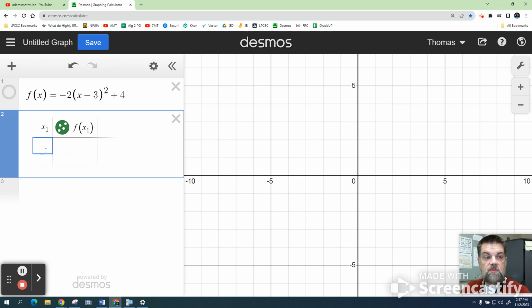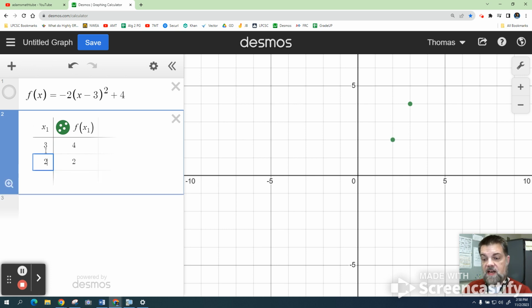And normally what I do with students, I'll say, hey, we think that the vertex is at 3 comma 4, so let's evaluate this at 3. And it automatically plugs in 4. And then I say to students, well, hey, let's go 1 unit to the left, so let's evaluate this at 2. In other words, when I plug in 2 for my input, my y value will spit out 2.